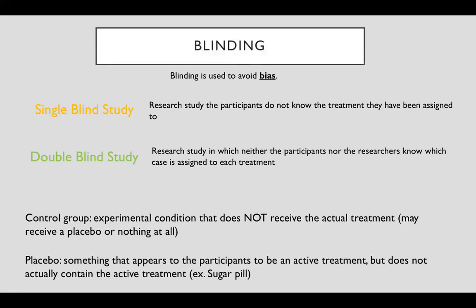So if the researchers are giving out pills to their participants, they will give the pill with active treatment to the participants who are getting the treatment, and they will give maybe, for example, a sugar pill to the control group so that they think that they're actually participating in the study, but they are participating in the study, but they're not actually receiving the active treatment.